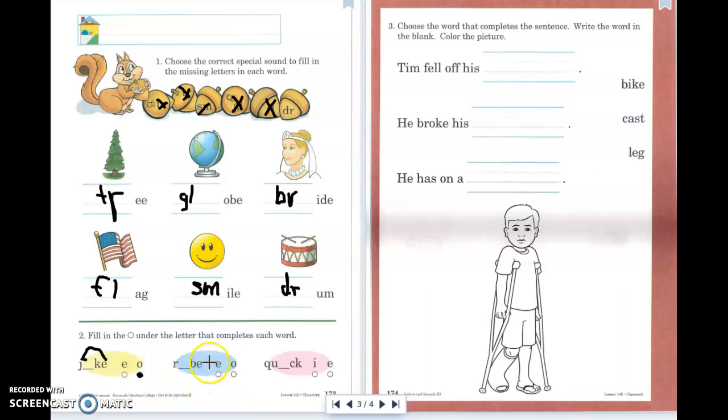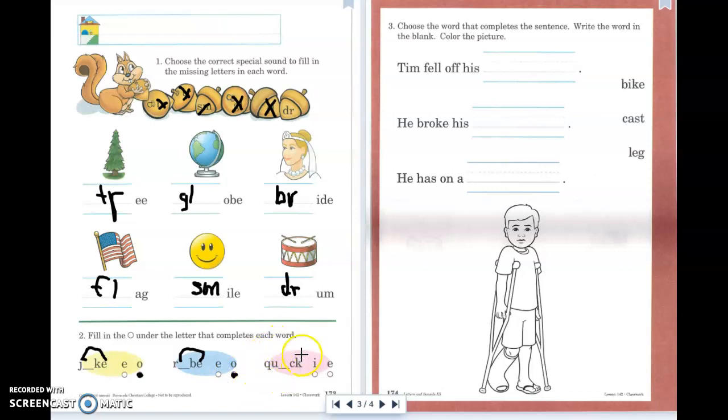Joke. All right, the next one I have that E on the end again. The E will make this vowel here say its name. Is it reeb with the E or robe with the O? Well, reeb is not a word and robe is, so I need to color in the O.